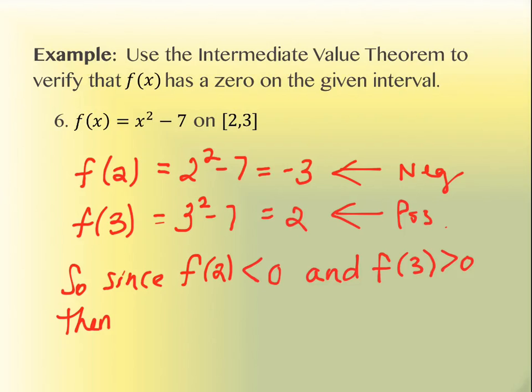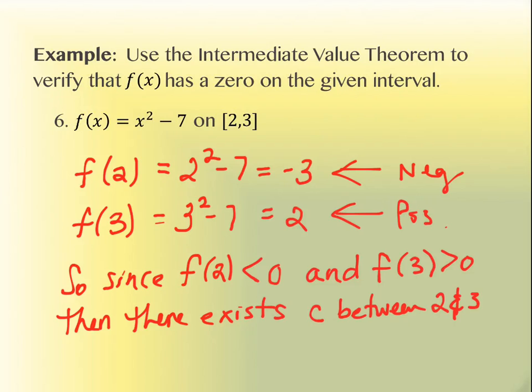then there exists c between a and b, where a and b here are 2 and 3, where f(c) equals 0. Somewhere between 2 and 3, the graph crossed the x-axis. It had to, because it went from being negative to being positive. And it can't go from negative to positive if it didn't cross through 0. And that's all you're saying.